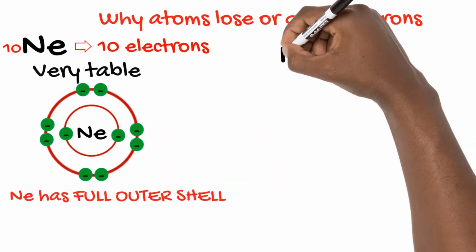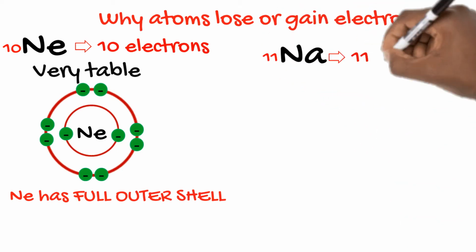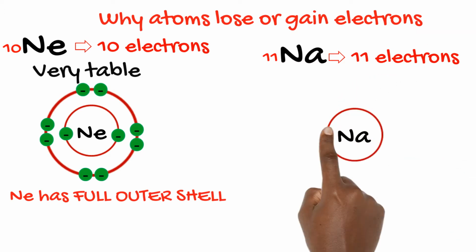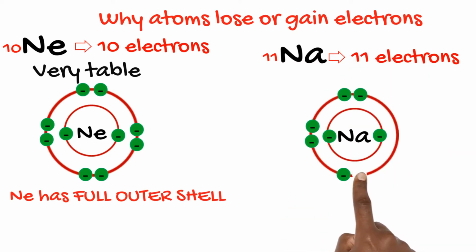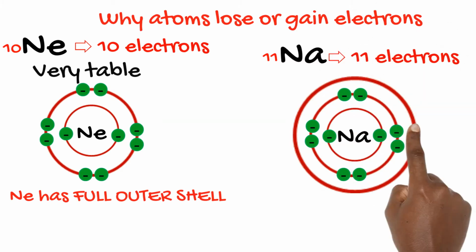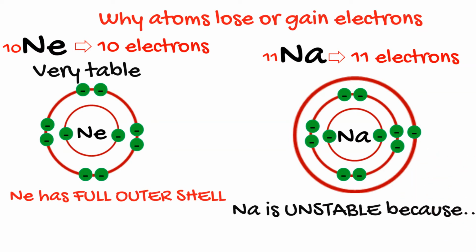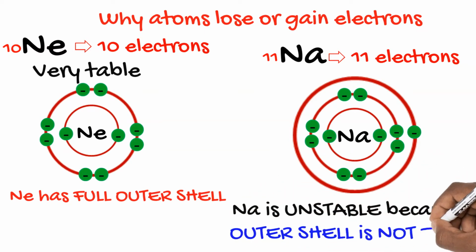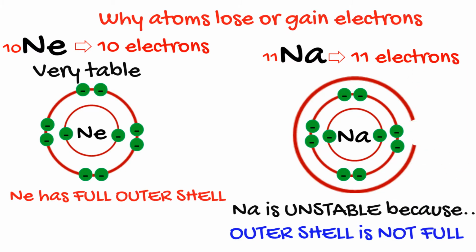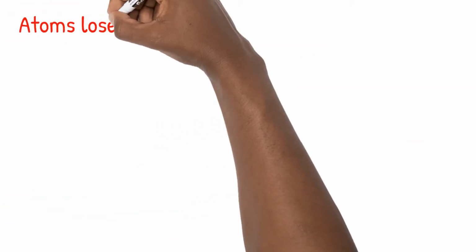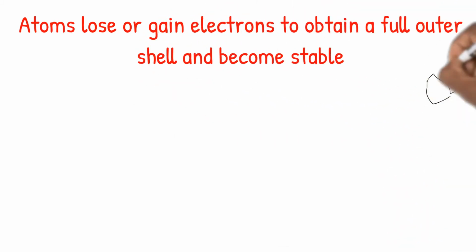But if you look at sodium, sodium has an atomic number of 11, so 11 electrons because it's neutral. If the first shell takes a maximum of 2, and then the next shell takes a maximum of 8, it leaves you with 1 electron that has to go in the outer shell. Now, this makes sodium very unstable because it doesn't have a full outer shell. So sodium tends to want to lose that 1 electron so that it can have an outer shell of 8. So atoms tend to lose or gain electrons simply to become stable or have a full outer shell.